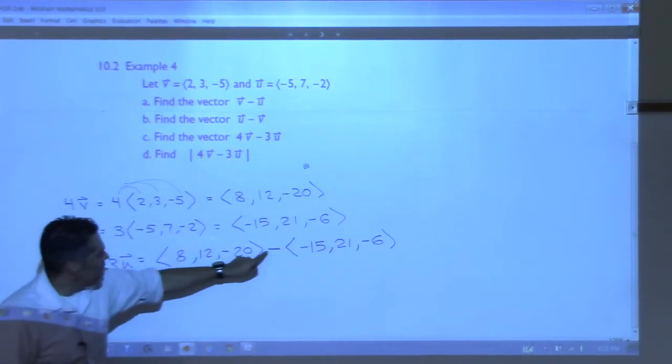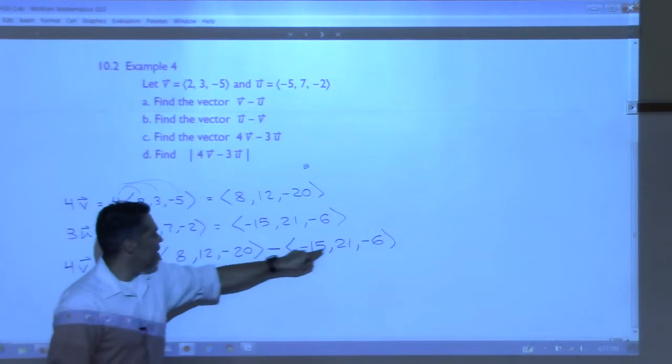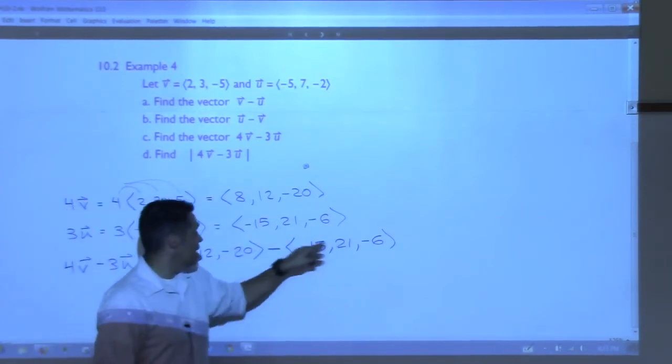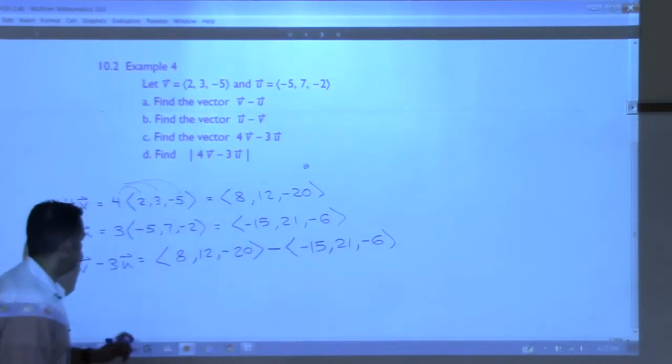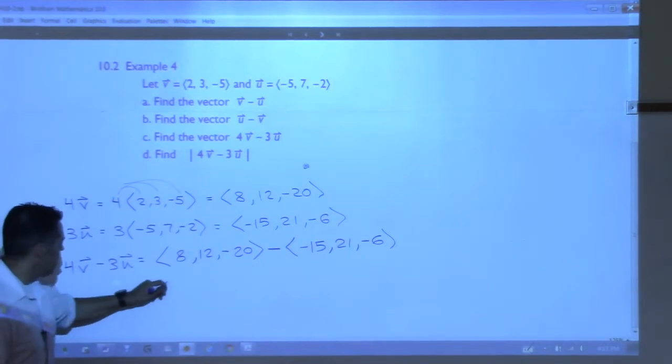So 8, you're going to take away negative 15. 12, you're going to take away 21. And negative 20, you're going to take away negative 6. So be careful with that. So y'all help me out here. What do we got?